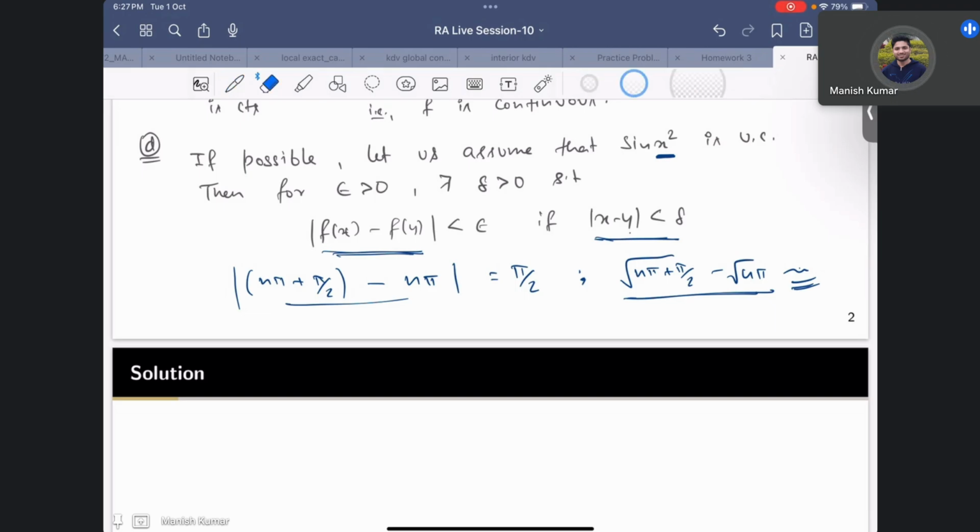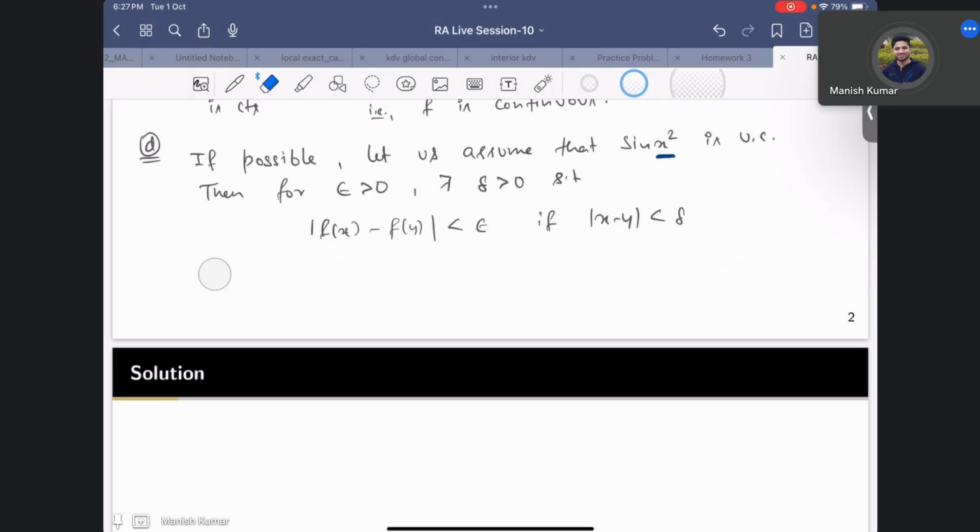So now I'll write it precisely. This is why I can take epsilon to be 1. Now I can write epsilon, let's say epsilon to be 1. Then this is the definition that from uniform continuity I have. Let's say this is star.